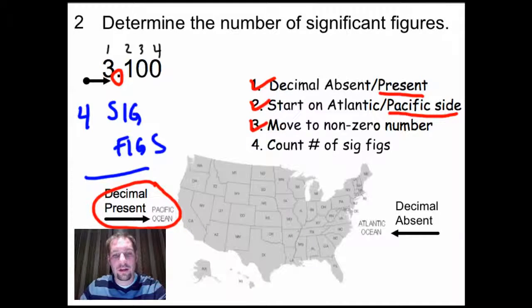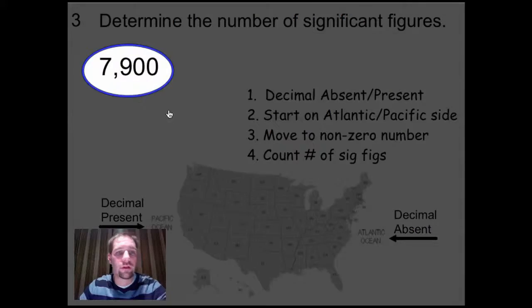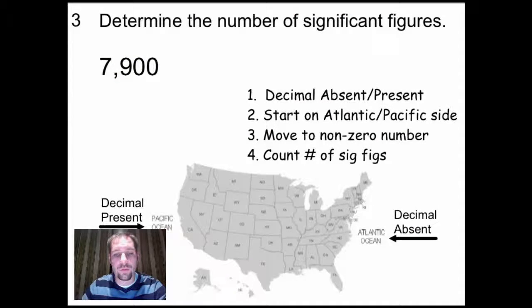Let's take a look at another example here. And just cross that off. Example number 3. So let's take a look at what number we're working with. It's 7,900. So we're going to take a look at this example and start with our guidelines here. Step number 1 says determine if there's a decimal. I don't see a decimal in this problem. I do see a comma. Don't get confused with that. Make sure that you're not confusing those for decimals. So I'm going to say that my decimal is absent.